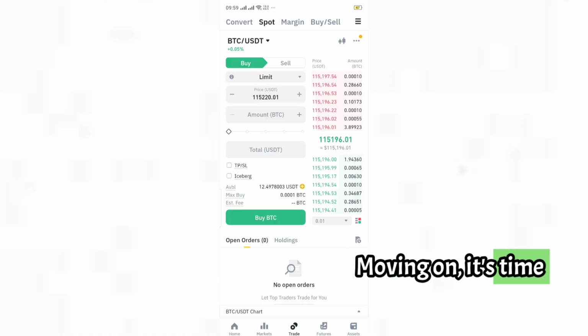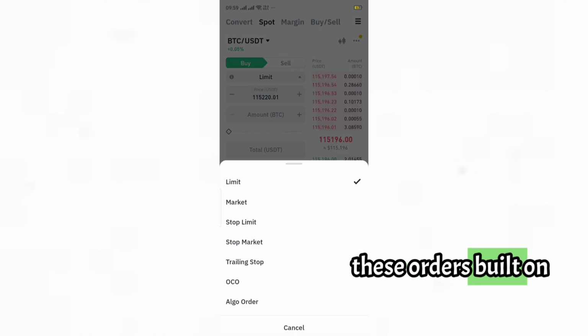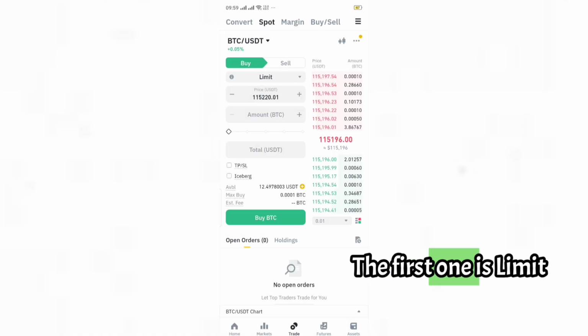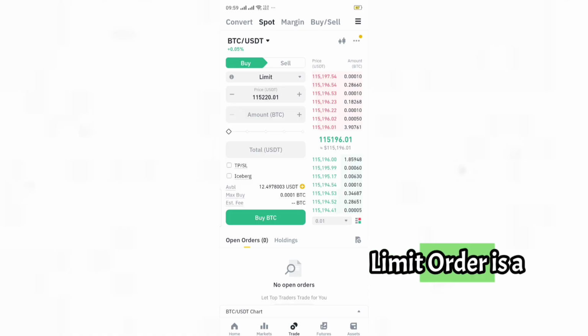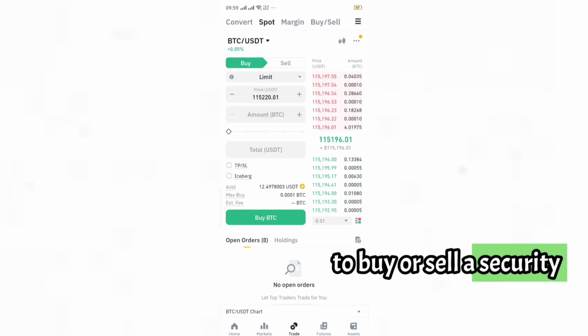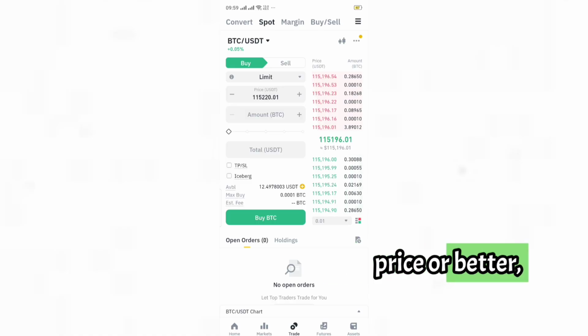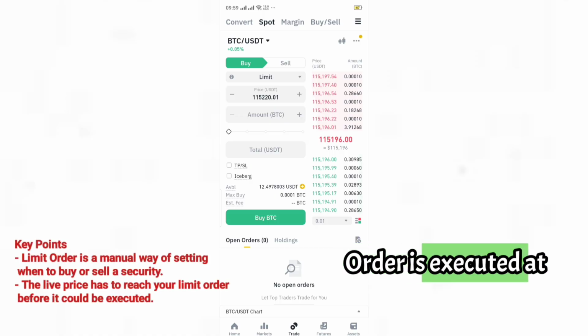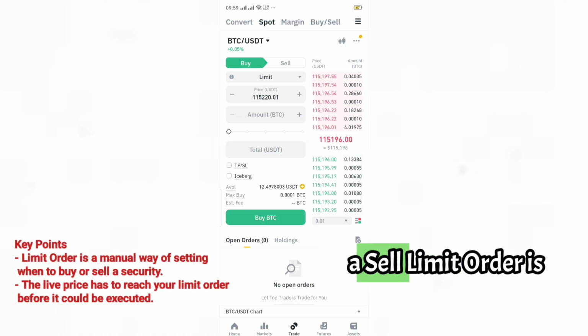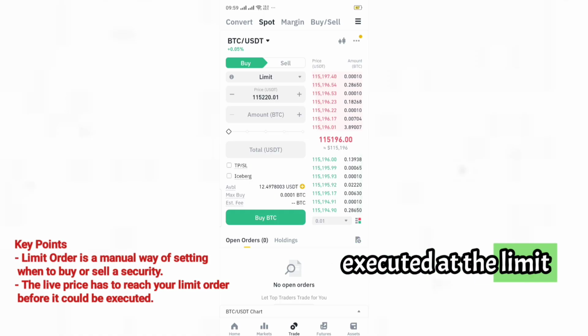Moving on, it's time to explain how to use these orders built on the apps. The first one is limit order. Limit order is a command you place to buy or sell a security at your own specific price or better. While a buy limit order is executed at the limit price or lower, a sell limit order is executed at the limit price or higher.